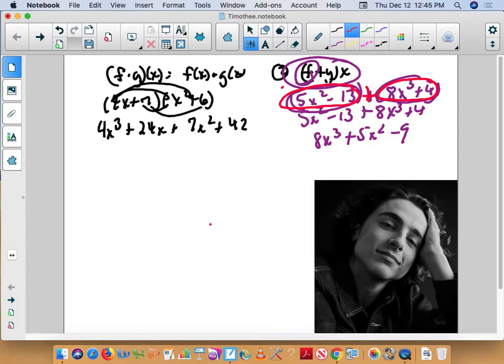And I'm adding them together. Okay? So then I wrote it out all added together, and then I added like terms. I don't have any more x cubed, so I wrote that there. I don't have any more x squareds, so I wrote that there. But these are like terms, and negative 13 and positive 4 is negative 9. Okay.